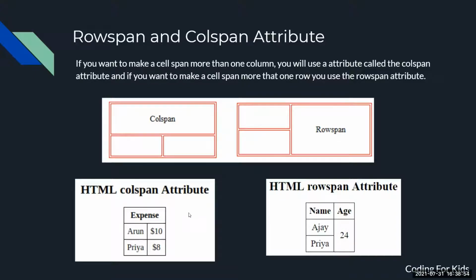You can see right here we have an actual table example for both of them. You can see this table header expands over two columns. And you can see right here that this one cell expands over two rows. So that is the rowspan and colspan attribute.